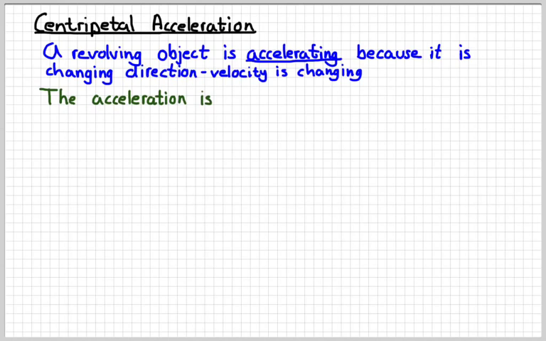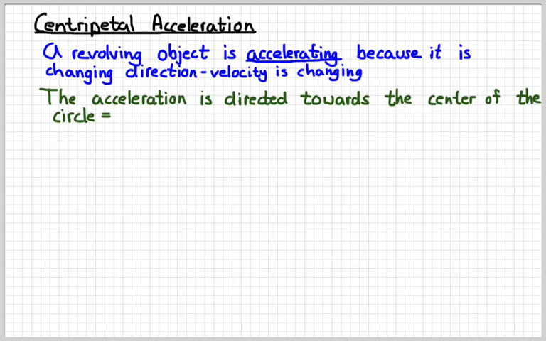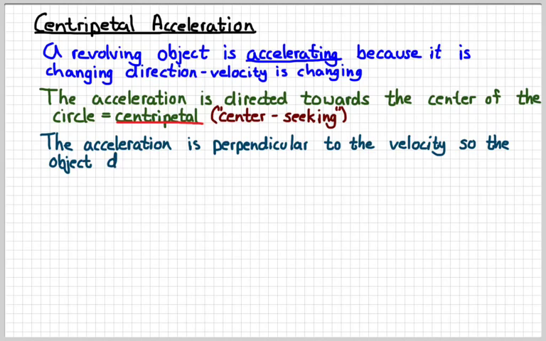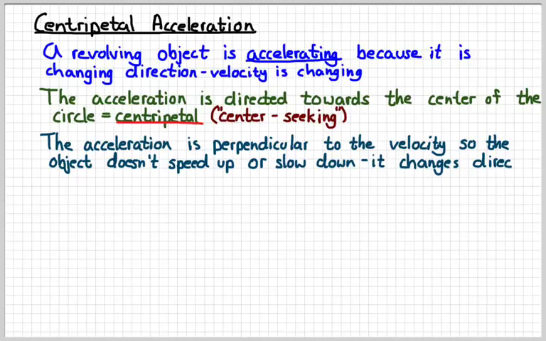The acceleration is going to be directed towards the center of the circle, or directed towards the axis, if you'd like to say it like that. An adjective that we can use to describe that direction is centripetal. Centripetal literally means center-seeking, or pointing towards the center. The acceleration, therefore, is perpendicular to the velocity, so the object doesn't speed up or slow down, it's only there to change the direction. So again, because the velocity is changing direction, we have an acceleration.